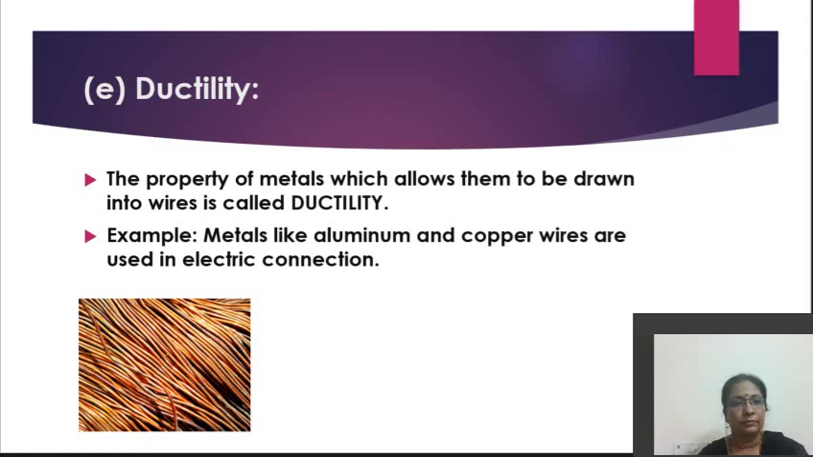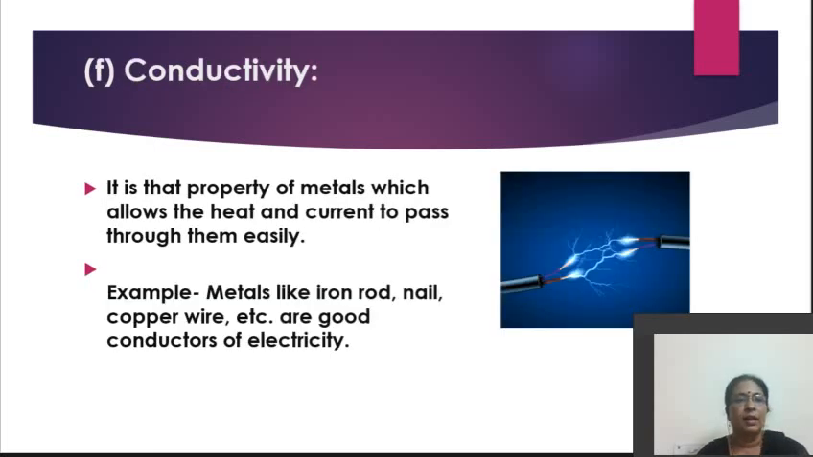Conductivity. It is the property of metals which allows heat and current to pass through them easily. For example, iron rod, nail, copper wire, etc. are good conductors of electricity. So we all know that metals have the property of passing heat and current. Silver is the best conductor of electricity, followed by copper and aluminium. This is why electrical wires are mostly made of aluminium and copper. We do not use silver because it is expensive.